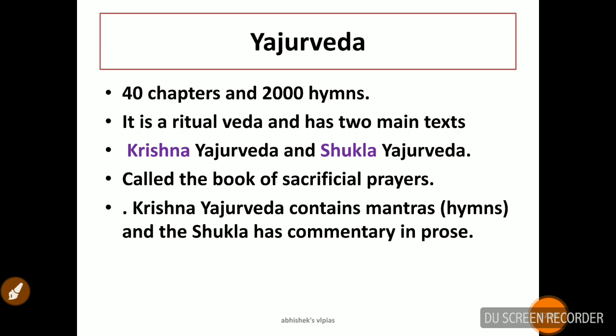Basically this book is all about sacrificial prayers. The Krishna Yajurveda contains mantras and the Shukla has commentary in prose. That means Krishna is poem type and Shukla is prose type. So that is a highlight point.